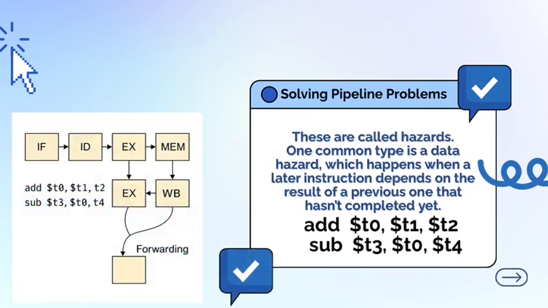Third, pipelining isn't always perfect. Sometimes, issues arise due to overlapping instructions. These are called hazards. One common type is a data hazard, which happens when a later instruction depends on the result of a previous one that hasn't completed yet. Look at the code here. The second instruction needs the result of the first. But in a pipeline, it might execute before that result is written back in the WB stage.